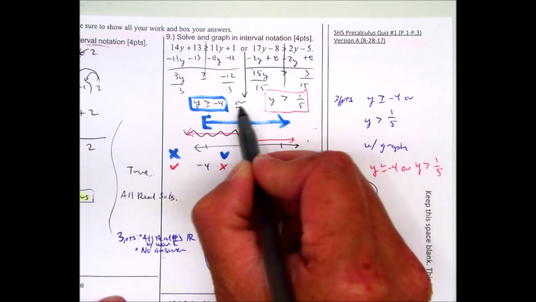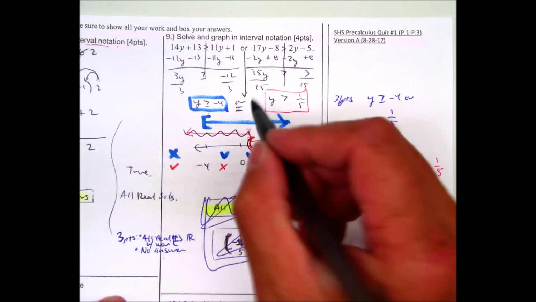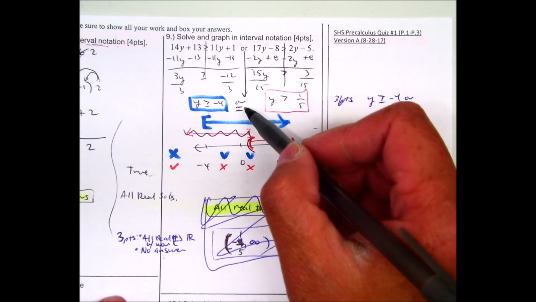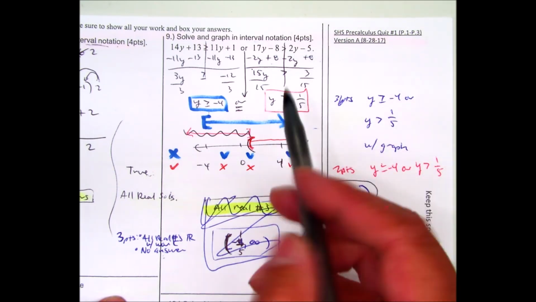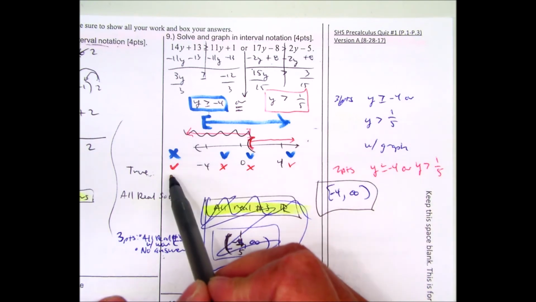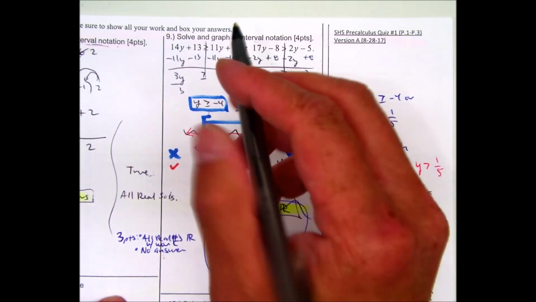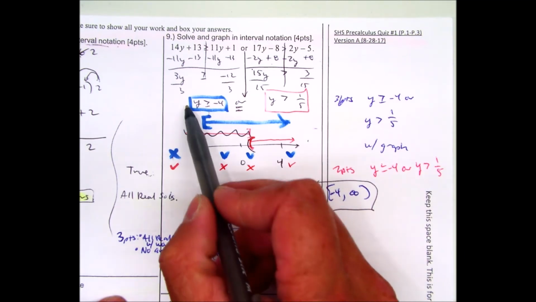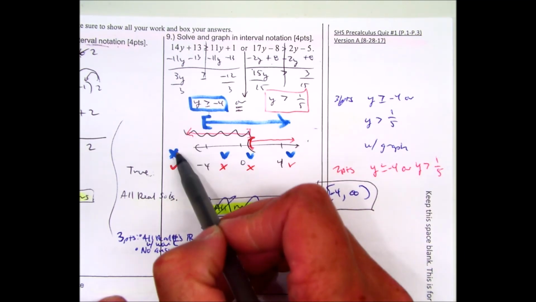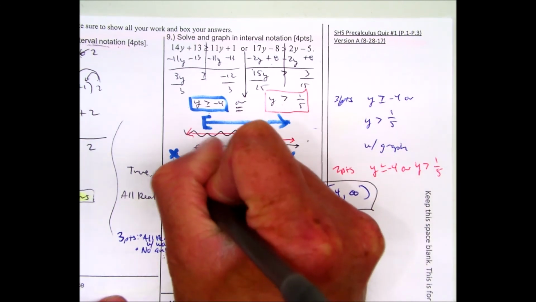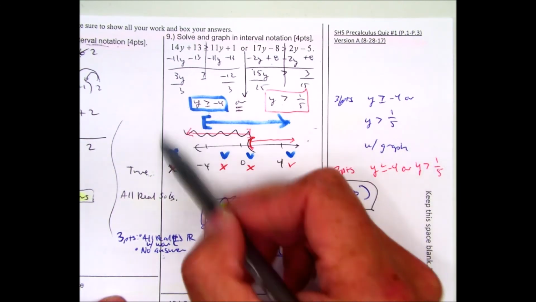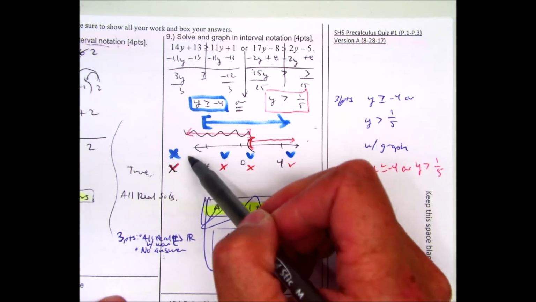Now the keyword or means I only have to meet one of these conditions, meaning I need 2 check marks or just 1 check mark on my test points. Now you'll recognize if I choose something like -5, -5 is bigger than -4, that's false. And -5 is bigger than 1/5, that is also false. You have 2 x's up here. So this area, there are no solutions.